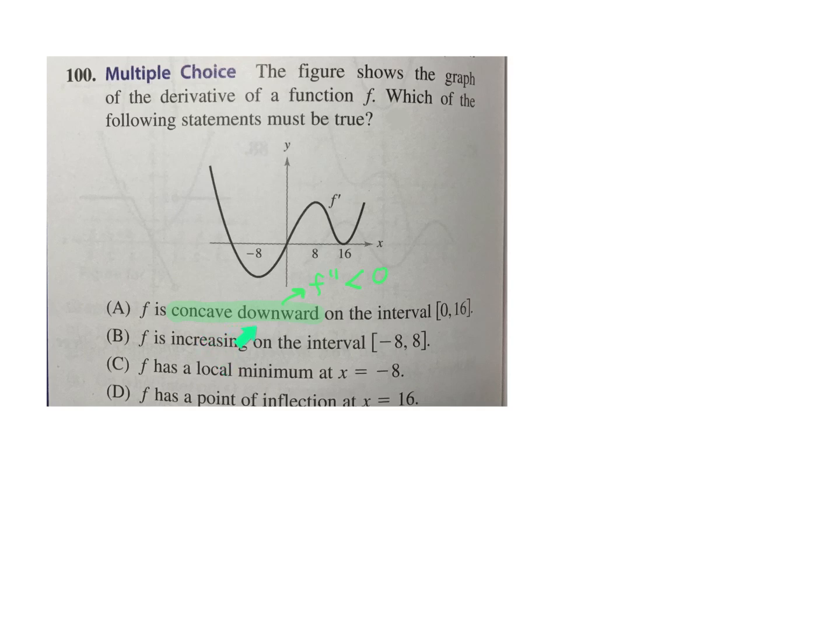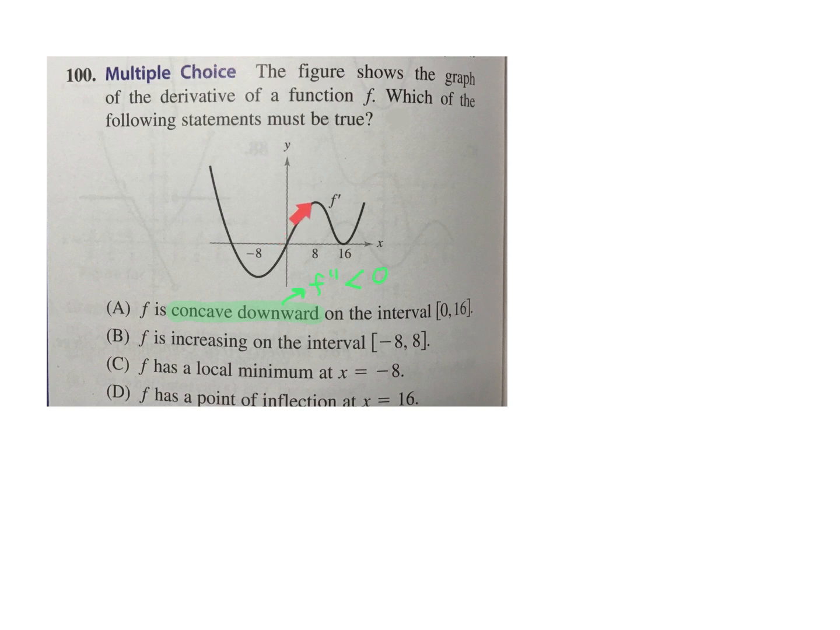So, concave down would imply that the second derivative is negative, just as the first derivative is the slope of f. The second derivative is the slope of the graph of f prime. So, when I ask you to think about the slope of this curve and whether it's positive or negative, I'm really asking you to think about the second derivative. So the slope of the curve right here is positive, so the second derivative is negative.